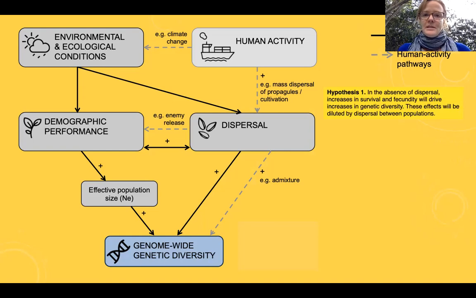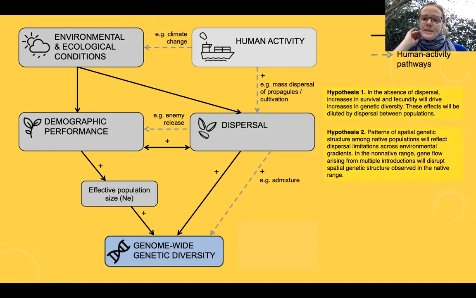So we had 3 hypotheses that we tested in this study. The first was that in the absence of dispersal, increases in survival and fecundity will drive increases in genetic diversity. So that's just that demographic performance to genetic diversity pathway that we see here. And we thought that these effects will be diluted by dispersal between populations. So if dispersal is not restricted, this should be the primary determinant of genetic diversity. The more dispersal you get, the less important this demographic pathway is going to be.